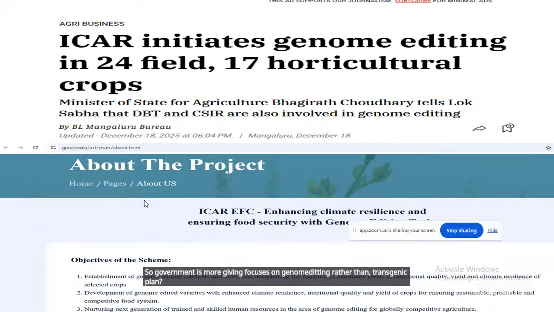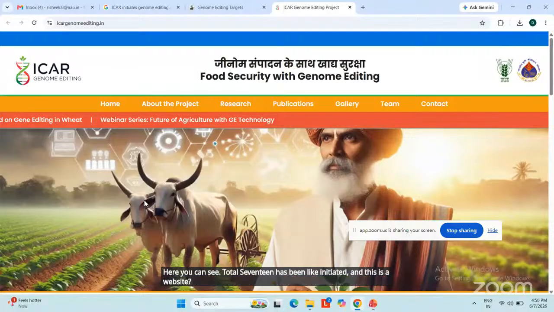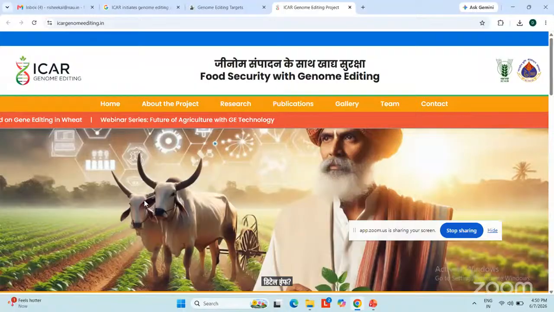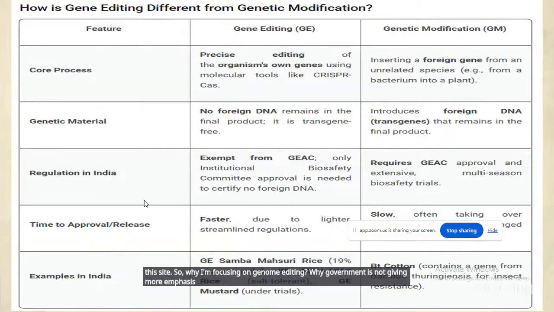Here you can see a total of 17 horticulture crops have been initiated, and this is the website of this project, that is ICAR genome editing. More detailed information for different crops can be visualized using this site. So why am I focusing on genome editing? Why is the government not giving more emphasis to GM crops?